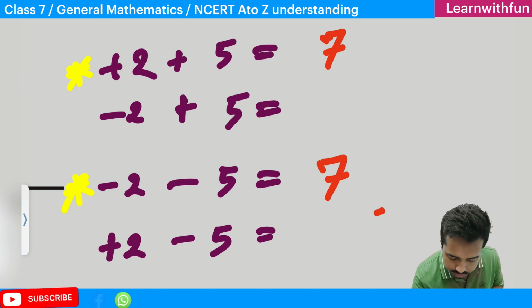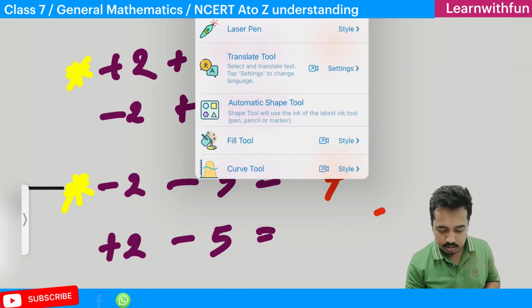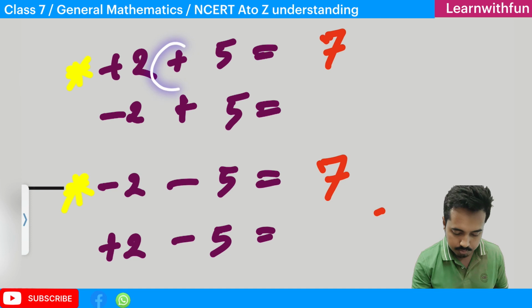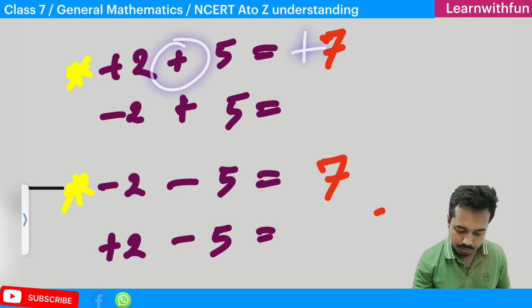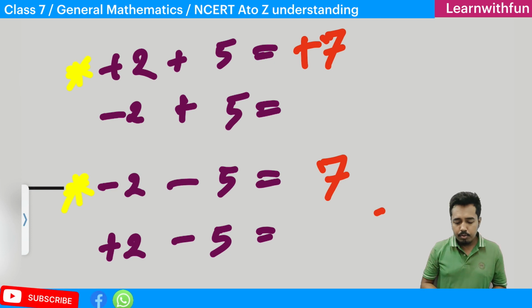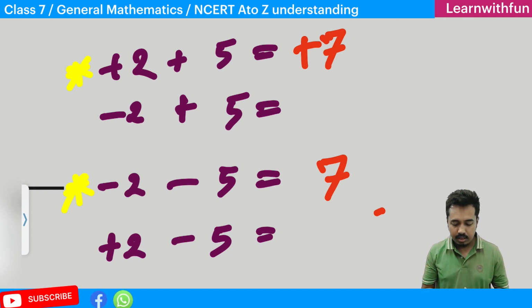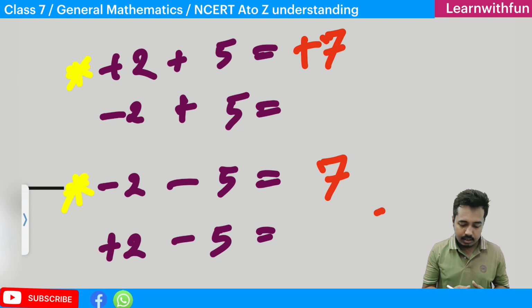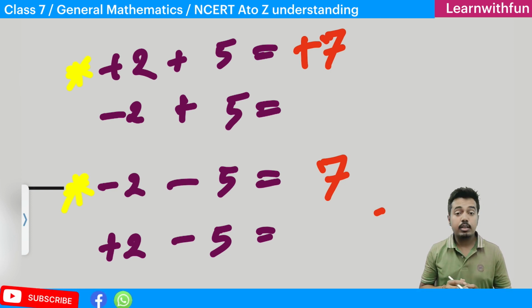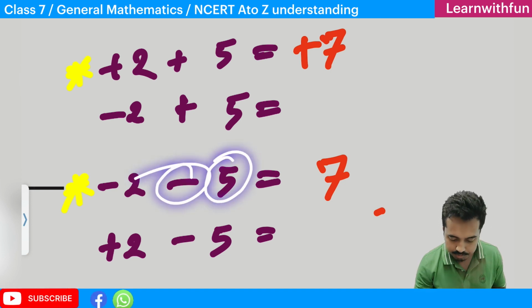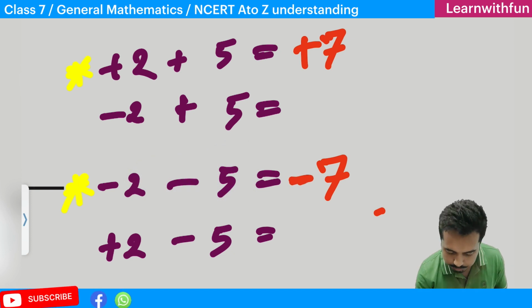So in the first case, you will have to take the sign which is before 5. The sign before 5 is plus, so you'll have to put plus here. 7 is positive. Even if you don't put a plus sign there, it implies that there is a plus sign before 7. But in the third case, we have already added the numbers and got 7, but we will have to put the negative sign because there is a negative sign before 5. So we will put here negative, minus.